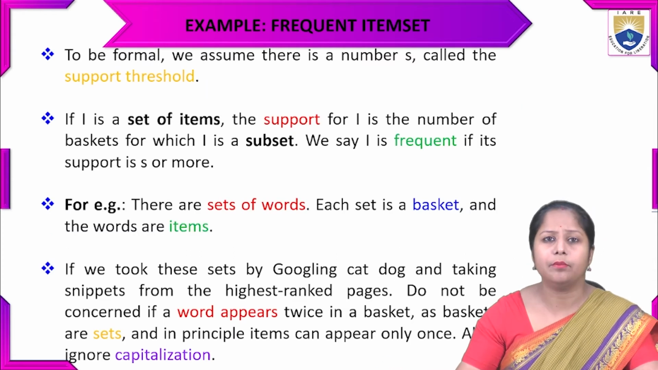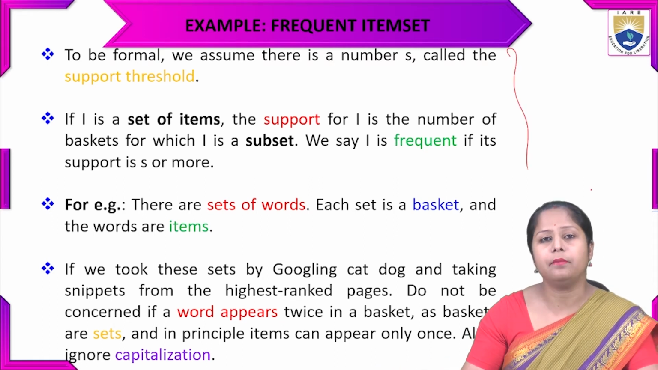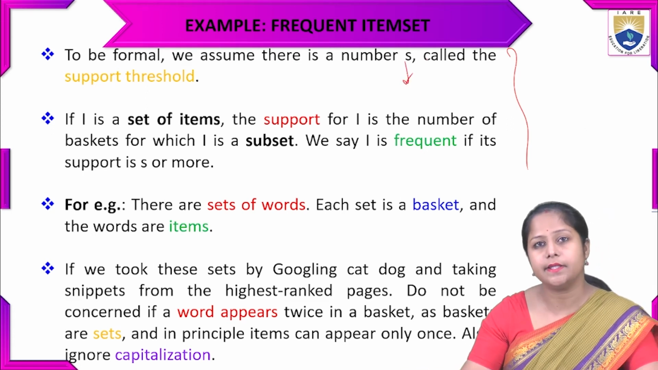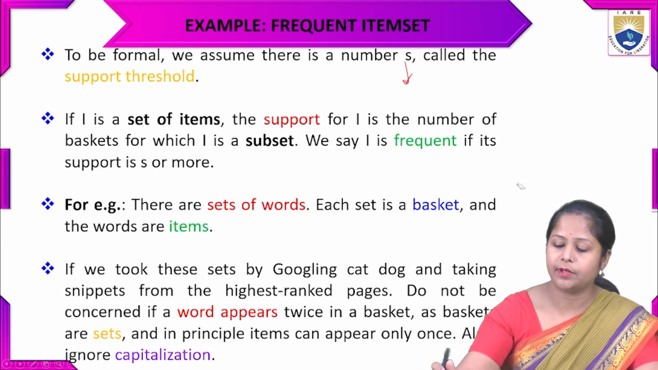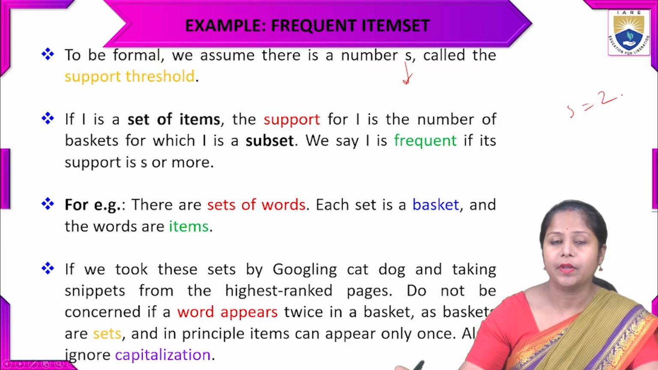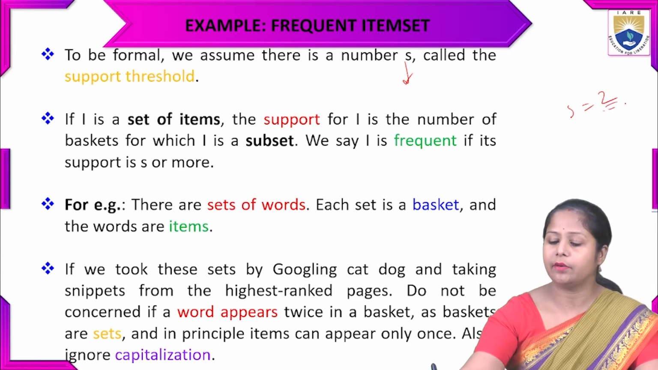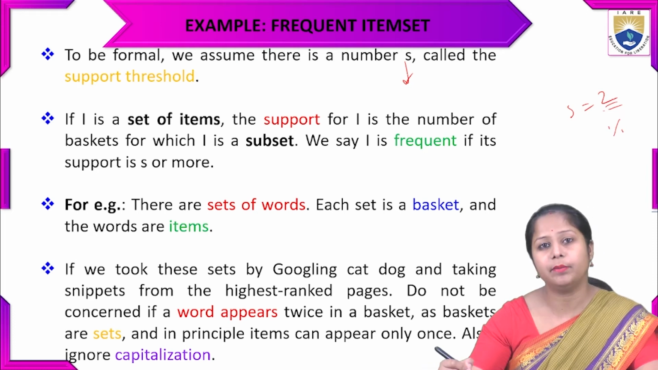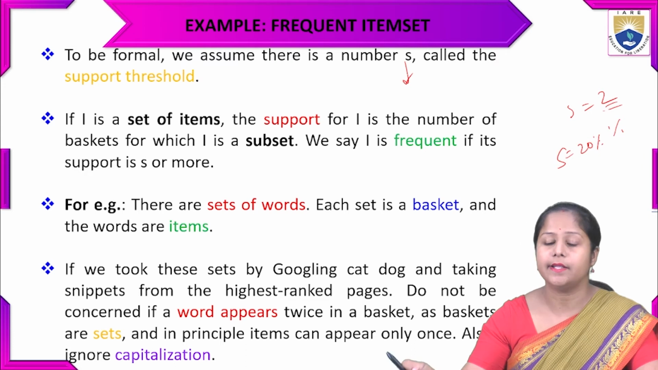I'm going to be formal. If we assume there is a number S, the S is nothing but the support threshold. If we write S equal to 2, that will be the support threshold, which we will calculate in terms of percentage. So 2 will be 20%. Support will be 20% for that transaction.